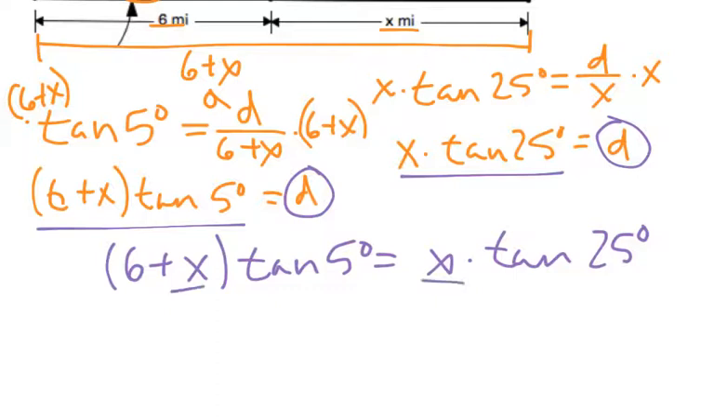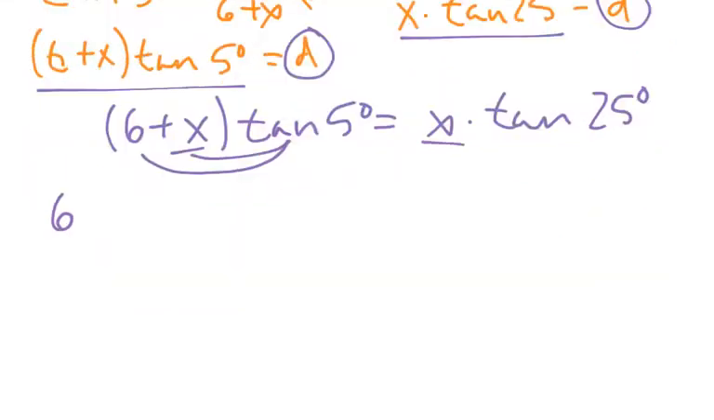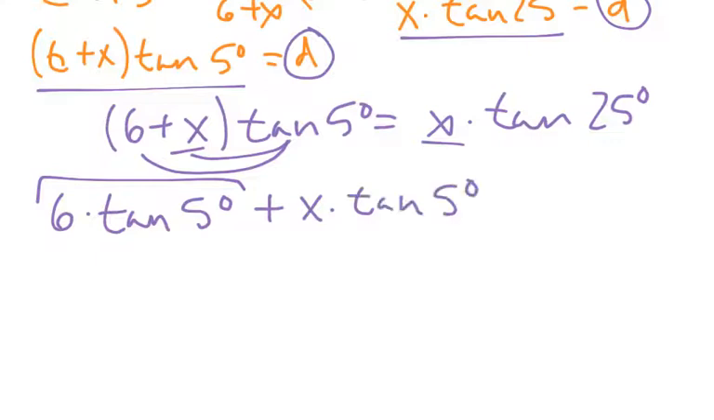Because we're trying to figure out what X is. If we know what X is, we can then figure out what our answer is. Okay, so let's distribute. Tangent of 5 is like a number, and you could put it in a number with 4 decimals, but I'm going to leave it as tangent 5. So I have 6 times the tangent of 5 degrees. So that's a number. Plus X times the tangent of 5 degrees.